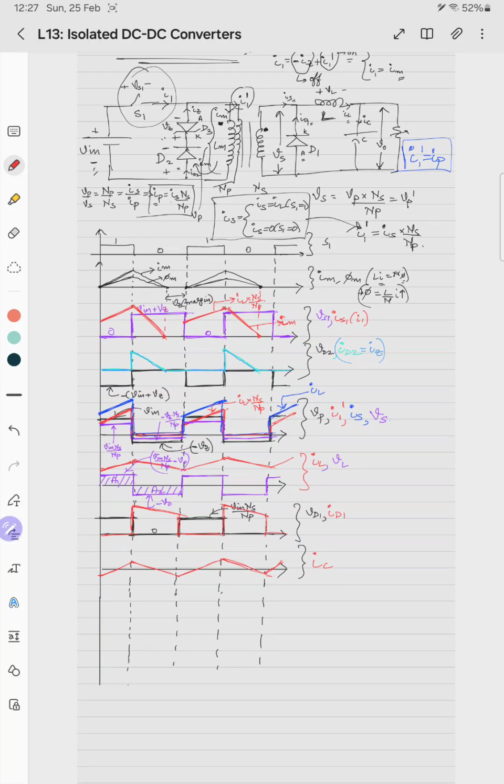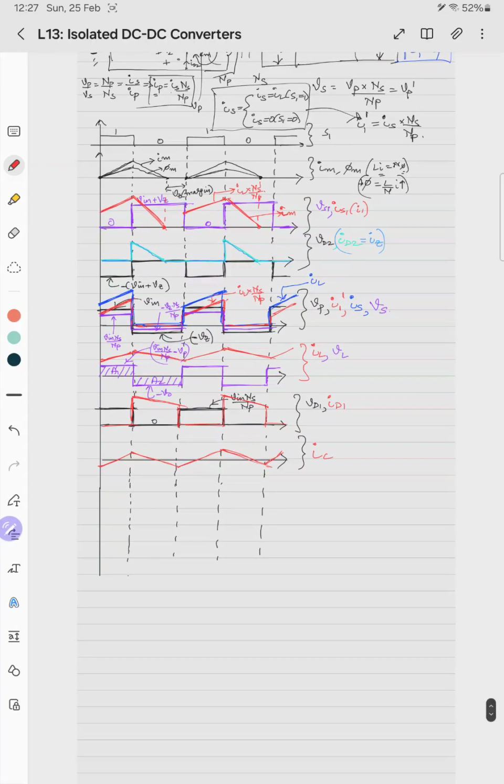So v is the integral of I dt. If we integrate the positive slope, the integration of x is x square by 2, so it will be a polynomial. And if it is a negative x, if we integrate negative of x, it will be minus x square by 2, a falling polynomial.